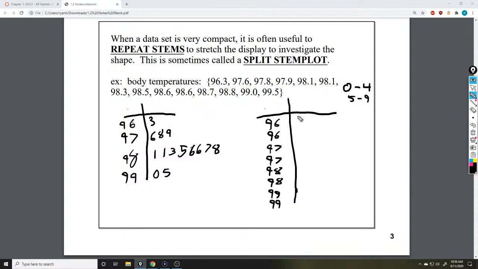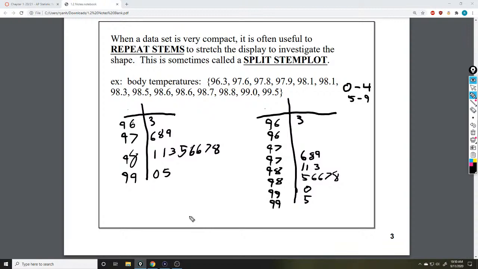So 96.3, that goes in the first half. 97, we have nothing in 0 through 4. 97.6 goes in the second half. Excuse me. 8, 9. Anything 0 through 4 goes in the first half of 98. Anything 5 through 9 goes in the second half. So 5, 6, 6, 7, 8. And again, what this is helping with is it's helping you to see where some of the visuals are. And you can see that this 96.3 up here is a pretty low data value.